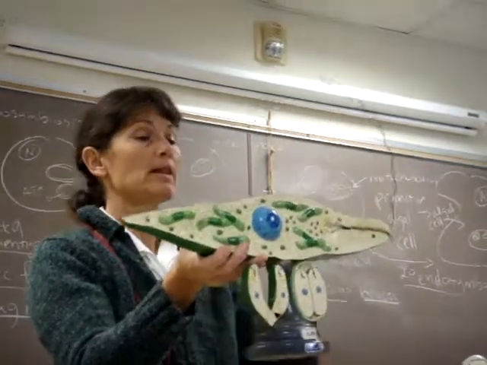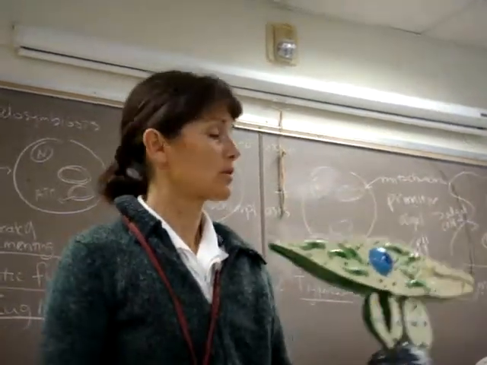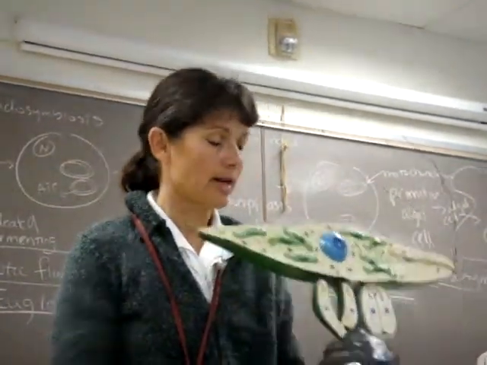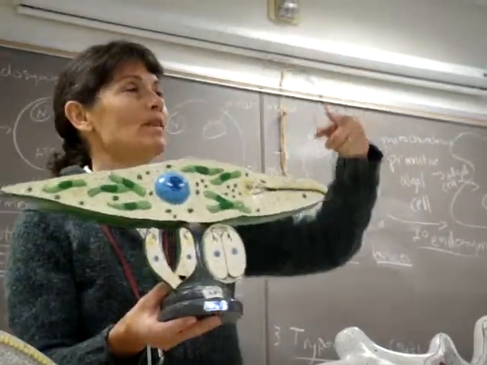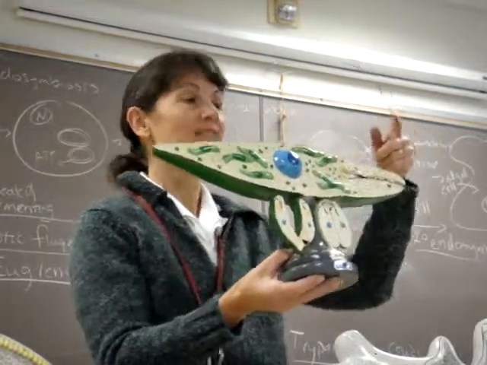So what's the genus name? Euglena. There you go. You're spot on, you guys. Okay, so let's take a look at this guy. Identify the structure at the tip of the pointer. Flagellum. The function? Motility. Dynamite.